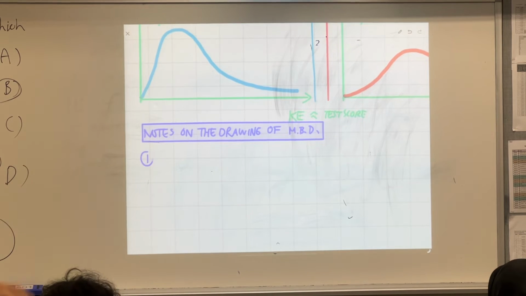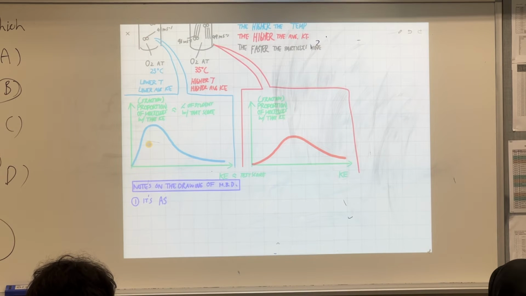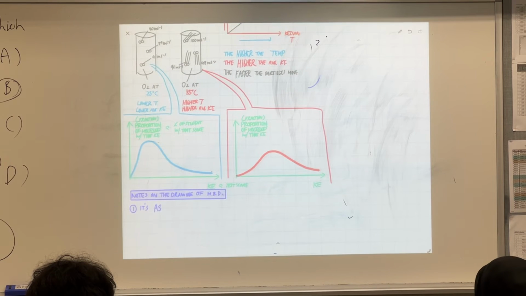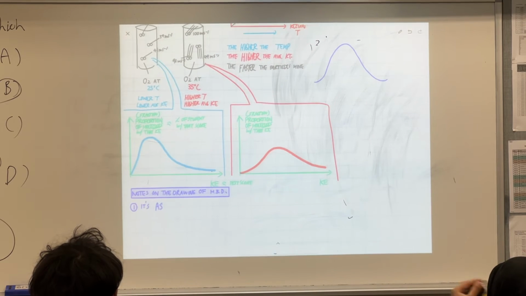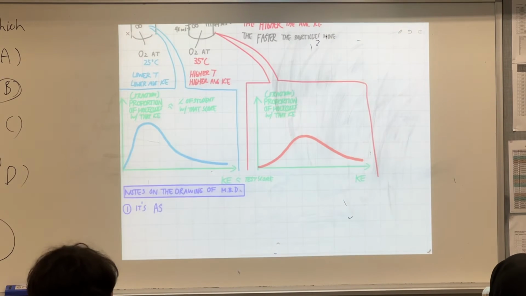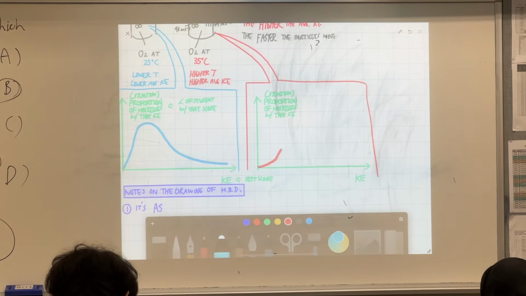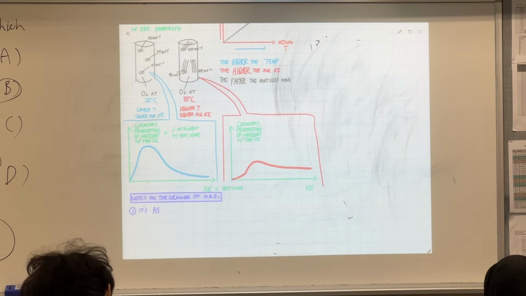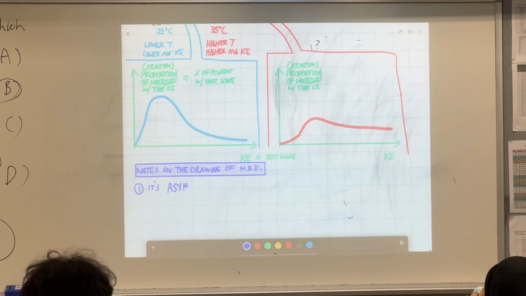So point number one is that it is asymmetric. Do you notice that it is not like a normal distribution? So you may have learned normal distribution in math, right? So what does a normal distribution mean? It is symmetric along the middle. This is not a normal distribution. It's skewed, or it's asymmetric, you can say. So let me draw this more properly. The peak is closer to one side than the other. Okay? So it's closer to the left than it is to the right. So it is asymmetric. So that's point number one.